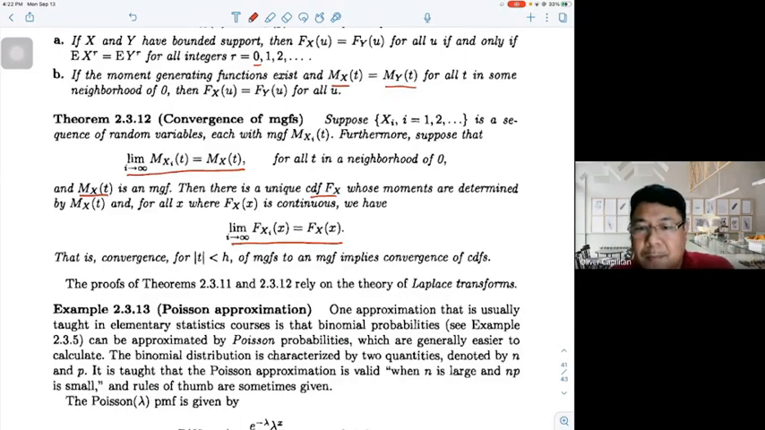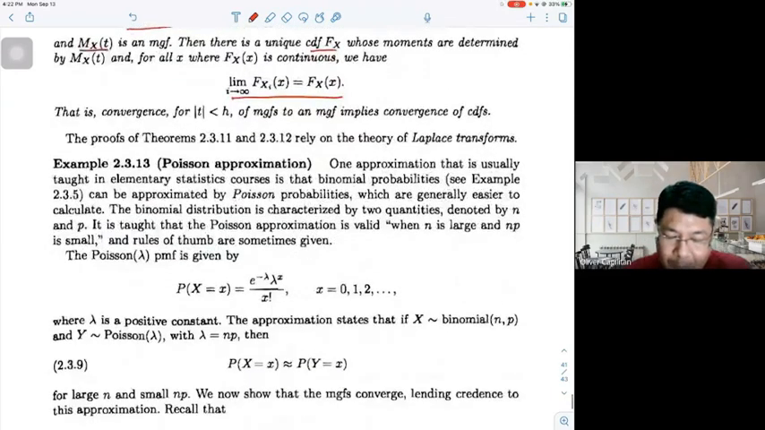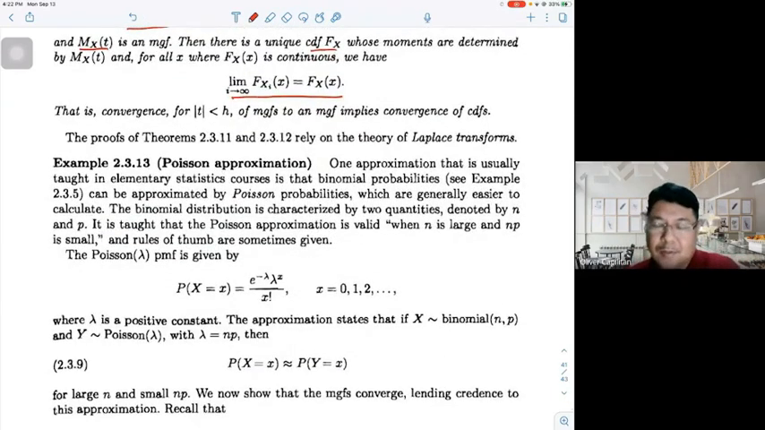So the proofs of theorem 2.3.11 and then 2.3.12 rely on the theory of Laplace transforms. Okay, that's why hindi ko na lang in-explain yung proof nito. You can review if you want regarding Laplace transforms. But let's have an illustration of these two theorems.